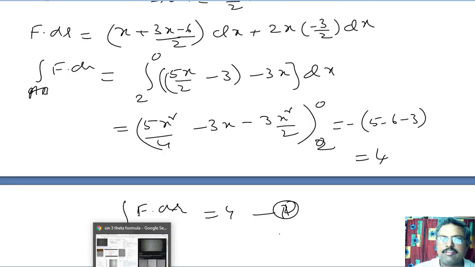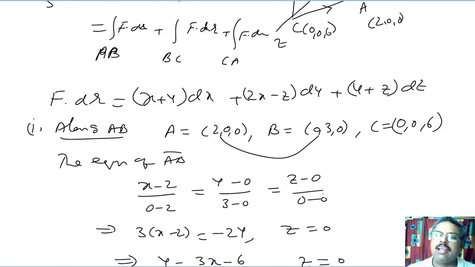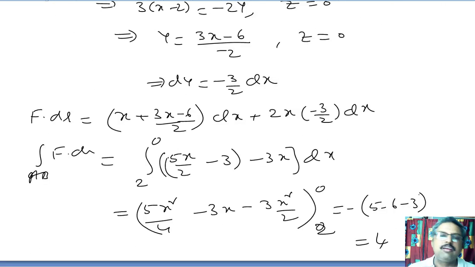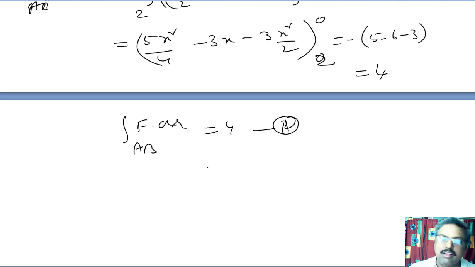In a similar way, find along BC and along CA. Finally add all the values and you will get the required solution. The remaining part is homework. Now try it. Otherwise mail to me, I will give the solution.